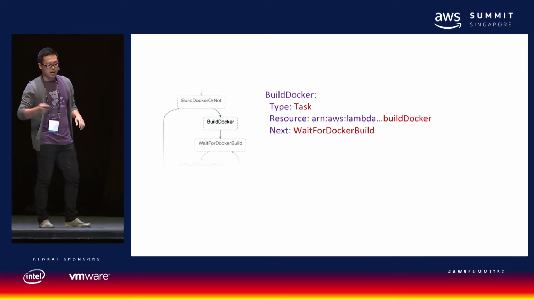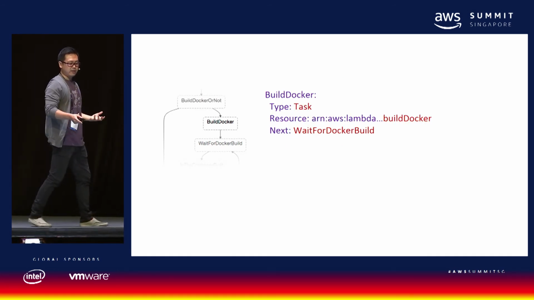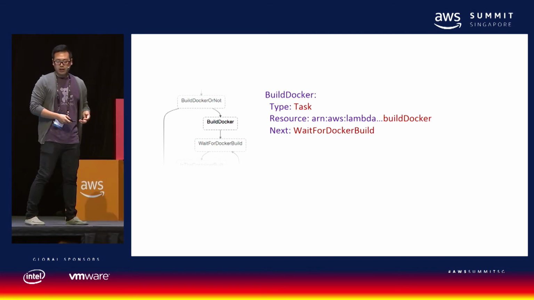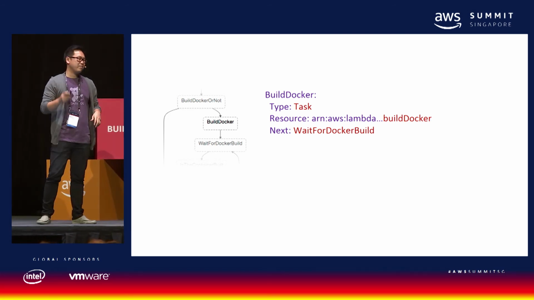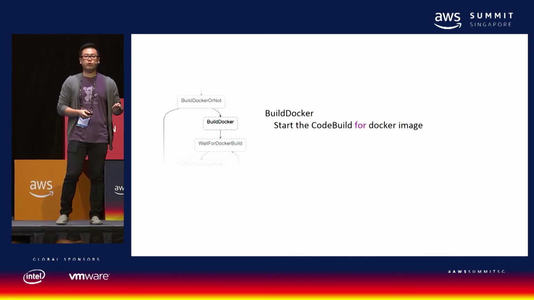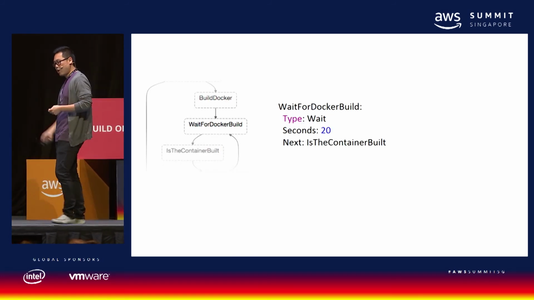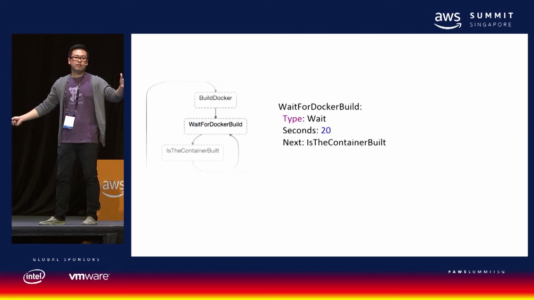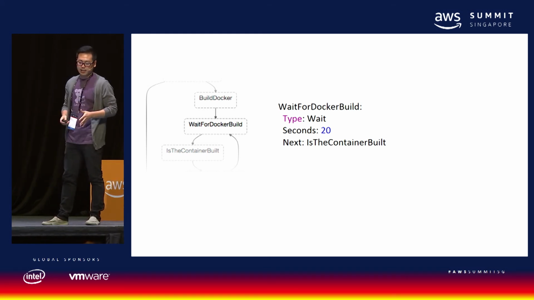So we go to build Docker. And build Docker is just another task here. As you can see, another ARN. And next we're going to go to wait for Docker build. And all build Docker does is start the CodeBuild for the Docker image. So next we go to wait for Docker build, and we wait. That's what we do here. We wait for 20 seconds.